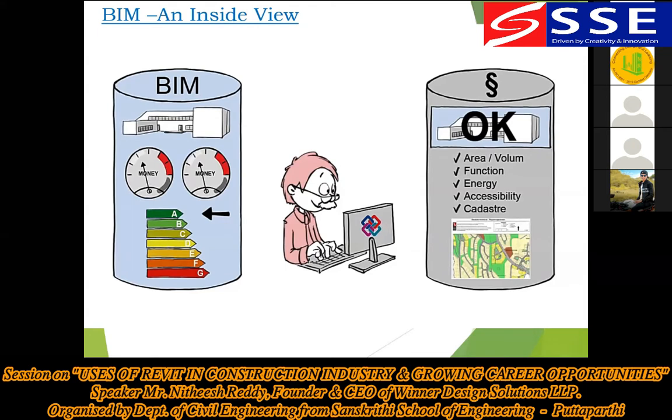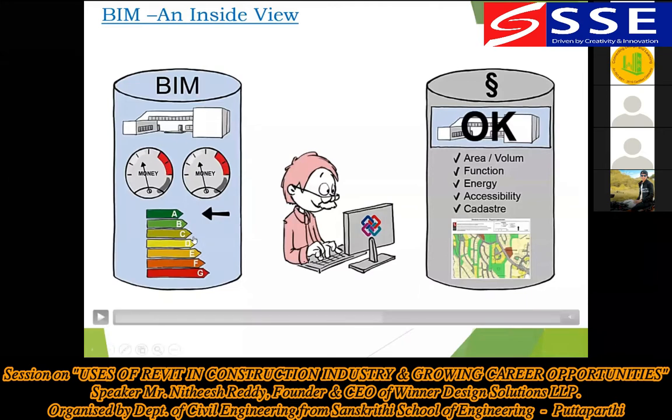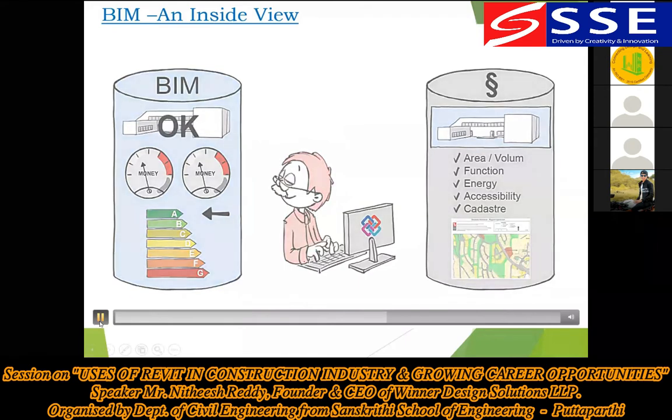So then in that case, what you have to do is save the file in the format of .ifc. IFC stands for Industry Foundation Classes. Okay, so this will be the complete BIM. And coming to the 4D, what is the area and volume, what is its function, energy analysis, accessibility and cadastre, all this will be checked. The authority checks the building and approves the project.